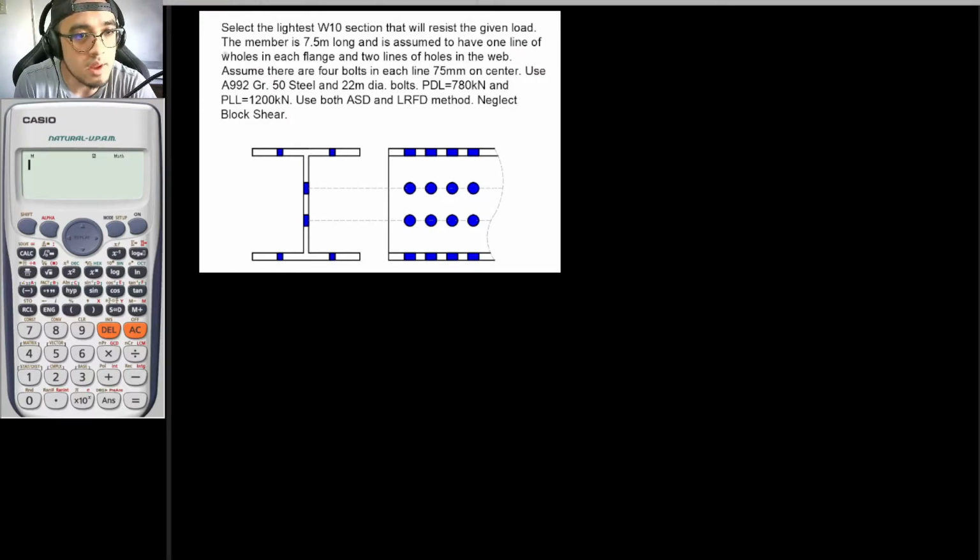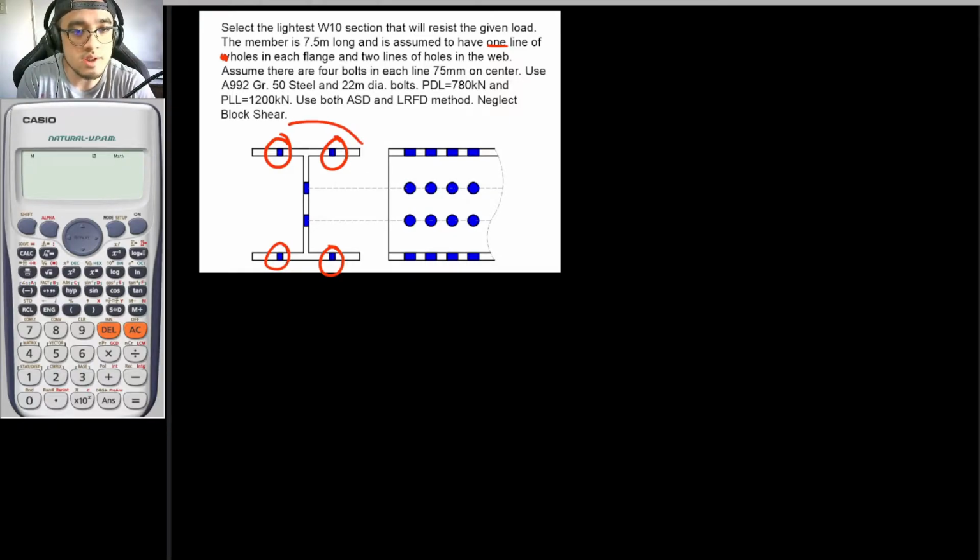I'm sorry for the typographical error here. So, holes in each flange and two lines of holes in the web. As you can see, this is one flange, one flange, one flange, and one flange. So it has one line of holes each and two lines of holes in the web. This one right here is the web and we have two holes in here. Okay, and assume that there are four bolts in each line.